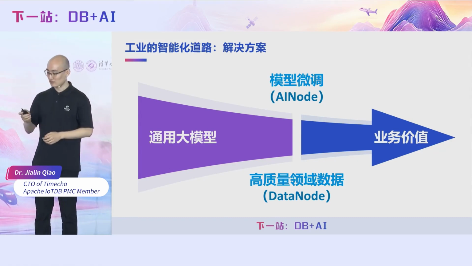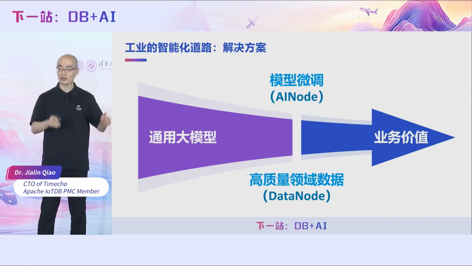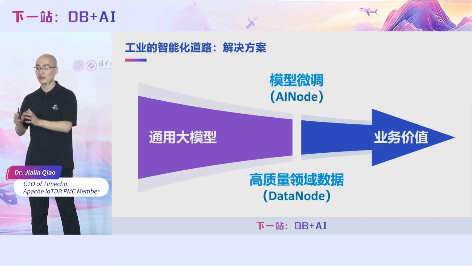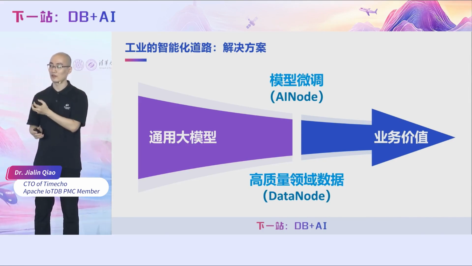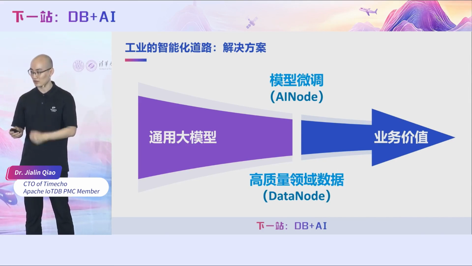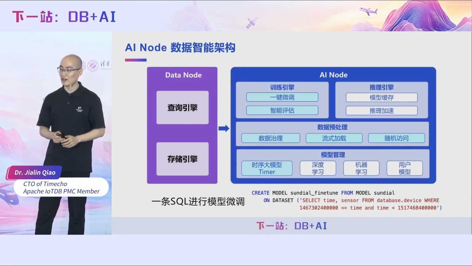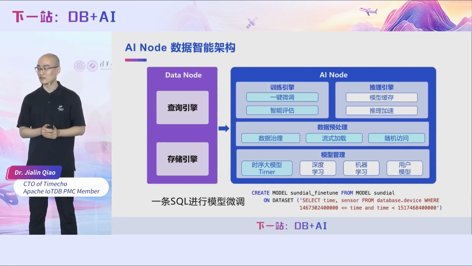So what does model fine-tuning do? It allows a general large model to be mapped or focused into a model that addresses domain-specific problems. Only with this model can we help industrial users solve real-world problems. Next, let's look at the IoTDB AI node and data intelligence architecture.